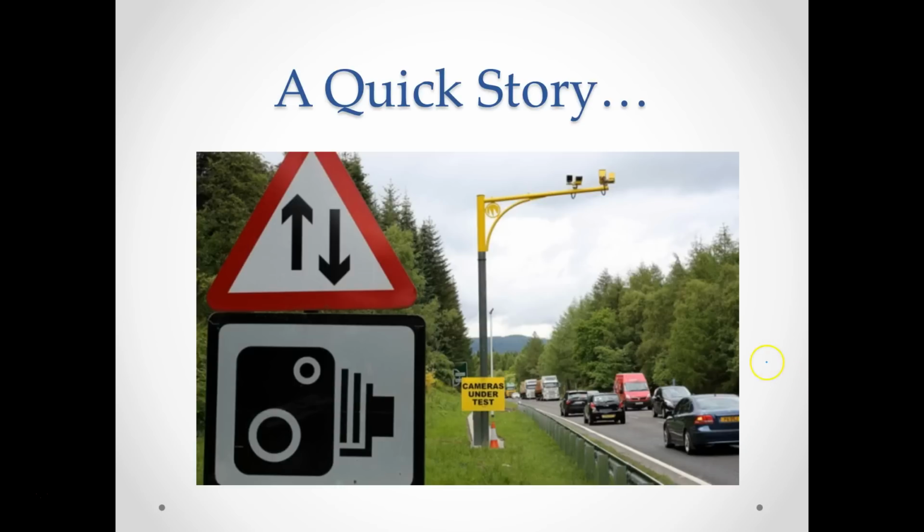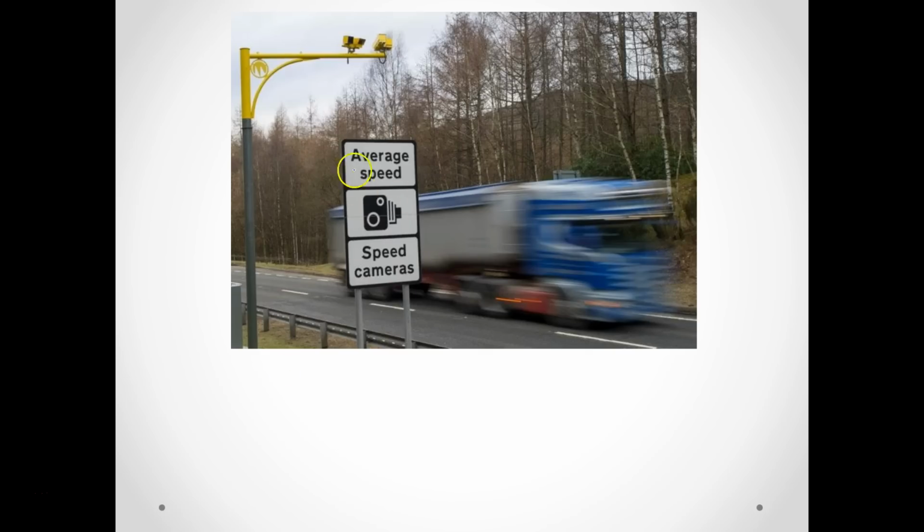And the way they work is they take a picture of your car, and then they take a picture of your car again in maybe like 20 miles, maybe 10 miles, doesn't really matter. But they know the distance between the cameras, and they know the difference in time that passed between the two pictures. And so what they can do is they can calculate your average speed. And so sometimes you see that these are actually called average speed cameras.